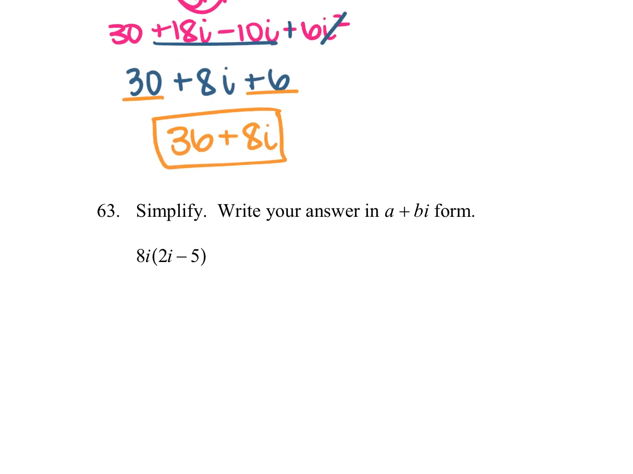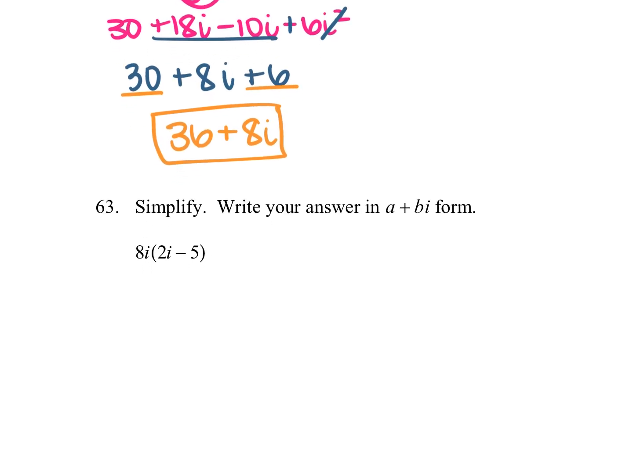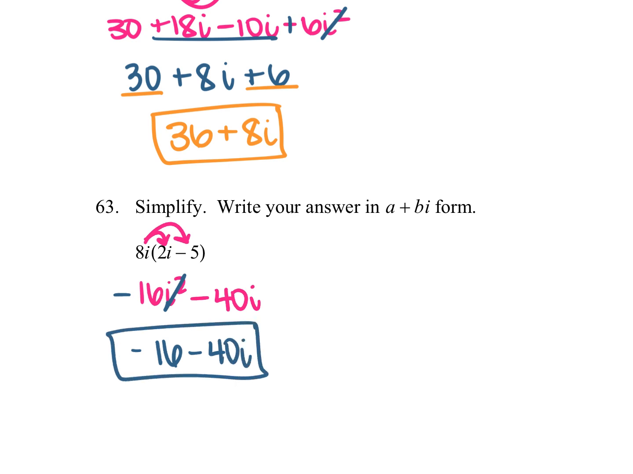For 63, you have 8i times 2i minus 5. So 8i times 2i is 16i squared. 8i times negative 5 is negative 40i. Simplify that i squared, turn that 16 into a negative 16 minus 40i. It's in standard form. That is your answer.